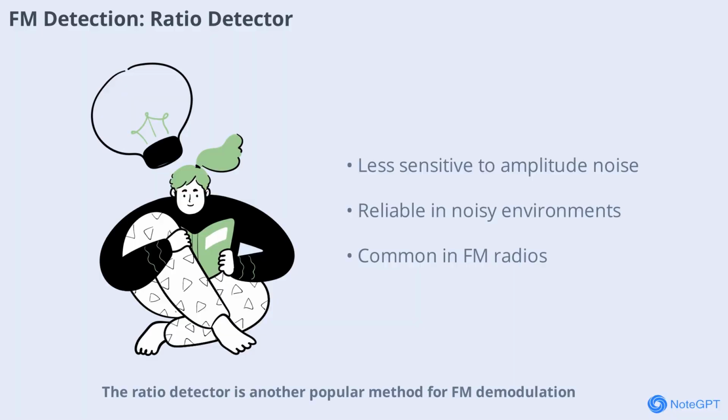Ratio detector is another popular method for FM demodulation. It operates similarly to the Foster-Seeley discriminator, but is designed to be less sensitive to amplitude variations in the received signal. This makes the ratio detector more robust in noisy environments. Ratio detectors are commonly found in FM radio receivers, providing reliable performance for everyday listening.